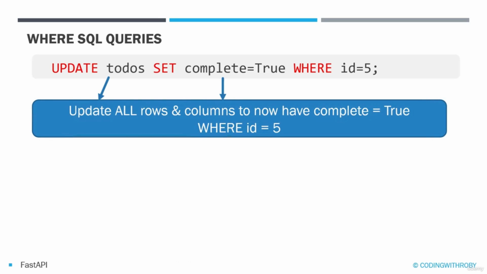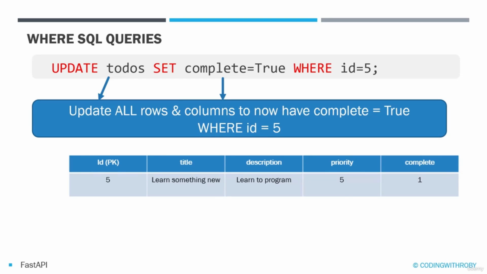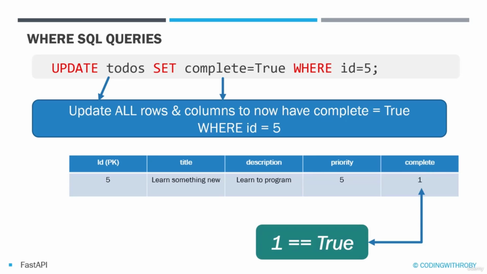So in theory, this is saying update all rows and columns to now have complete be equal to true where a record has an ID that is equal to 5. Therefore, the record with the ID of 5 will change the complete column to true. This can be kind of confusing at first, but the more you work with it, the more sense it starts to become. We are saying we are making an update to the to-dos table and then setting a column field to a new value and then just locating the record we want to update to make the update true.